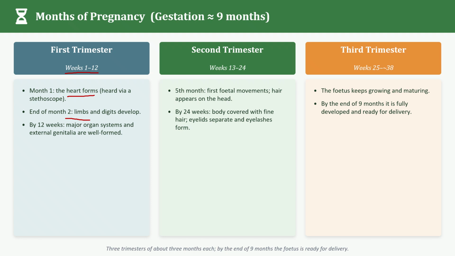What happens in the second trimester? The weeks are 13 to 24. What happens here is the mother begins to feel the fetal movements.